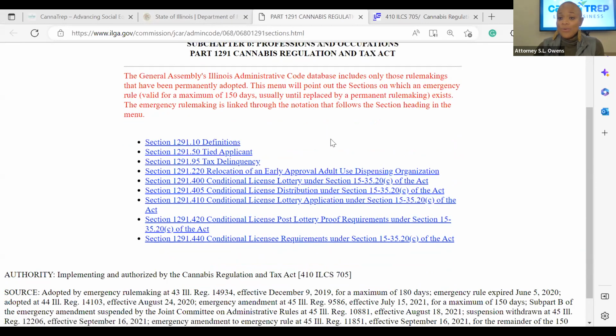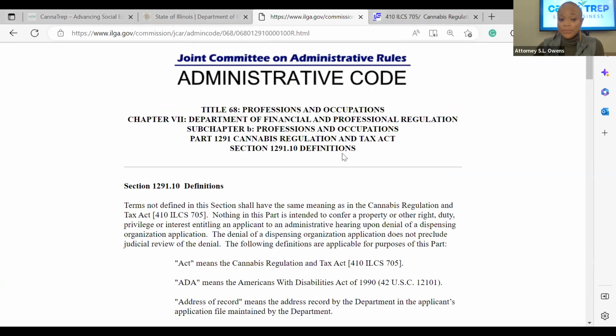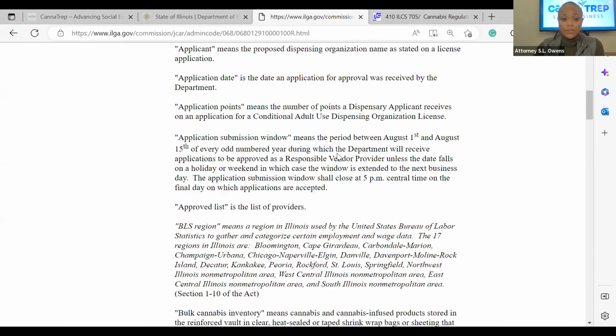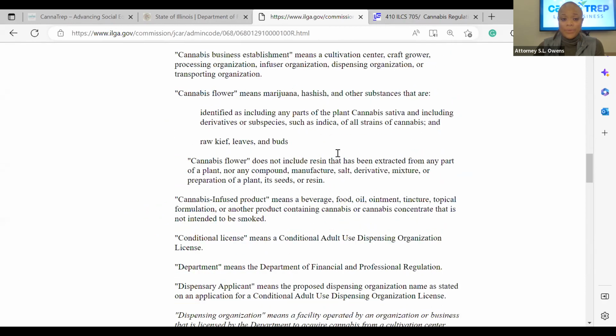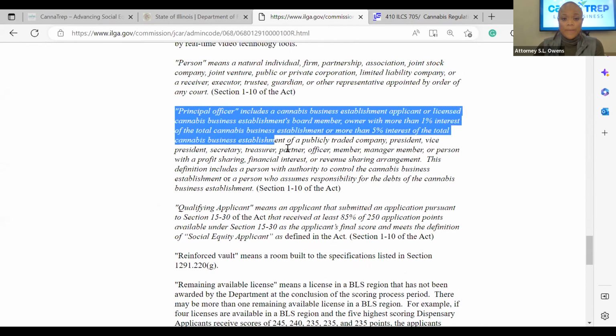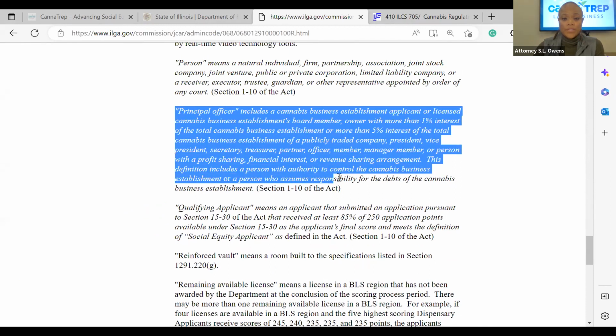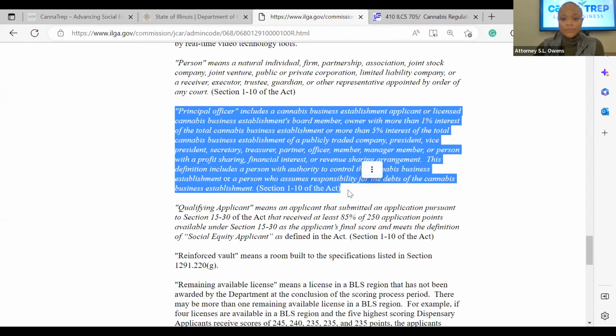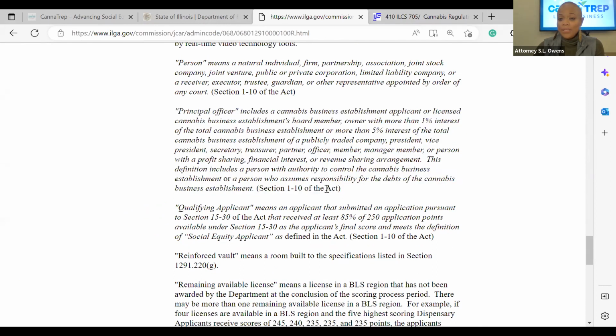And the first place I go for a term that I think is a term of art is the definition section right here. And I would just go through here because it's not that long and it's in alphabetical order. I just scroll on down, see, principal officer. Here's the definition right here. Now you would notice that it says section 110 of the act. The act they mean here is the Cannabis Regulation and Tax Act.